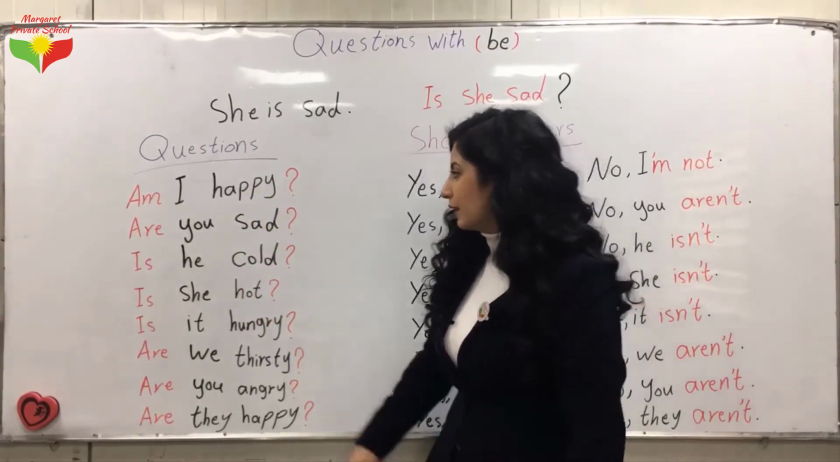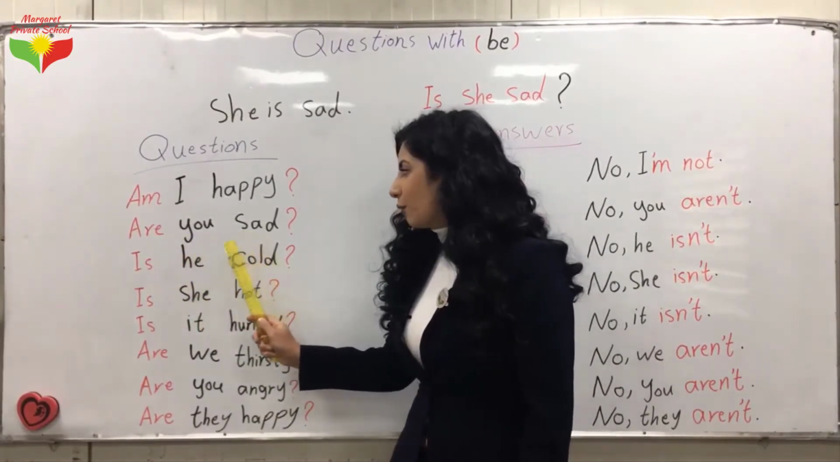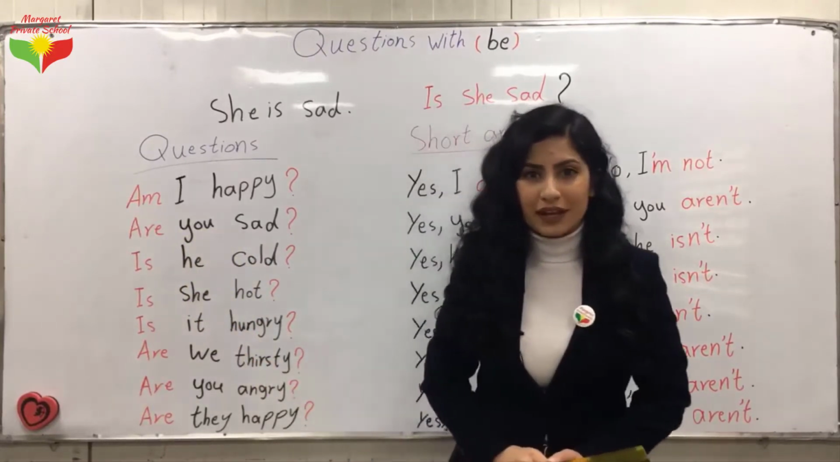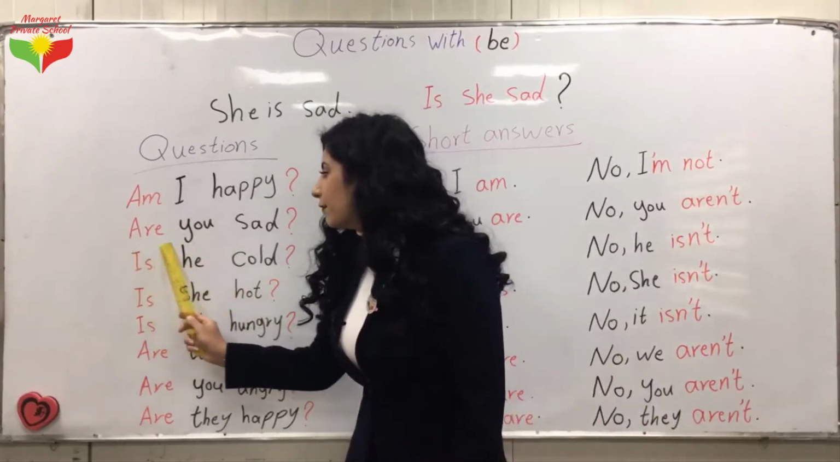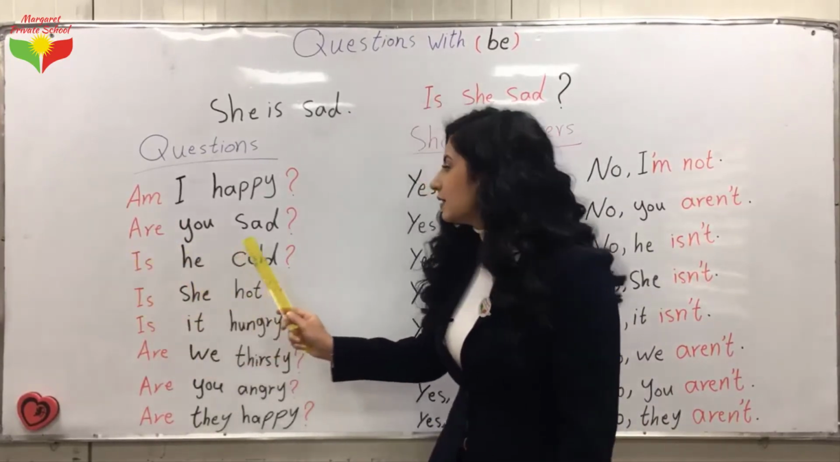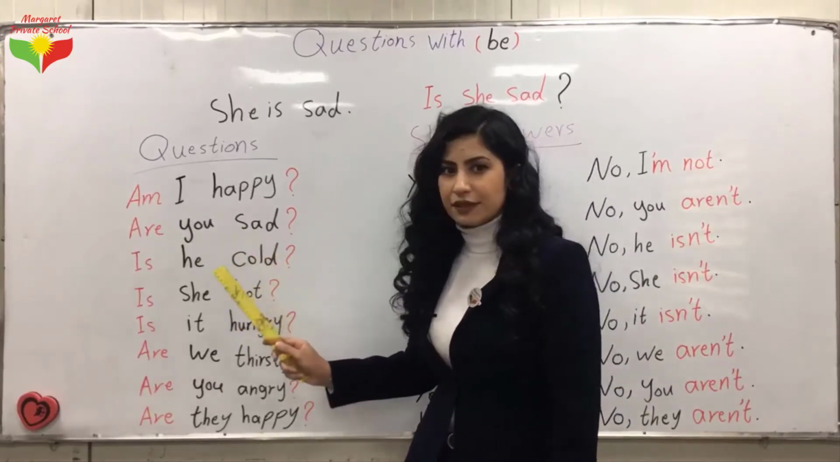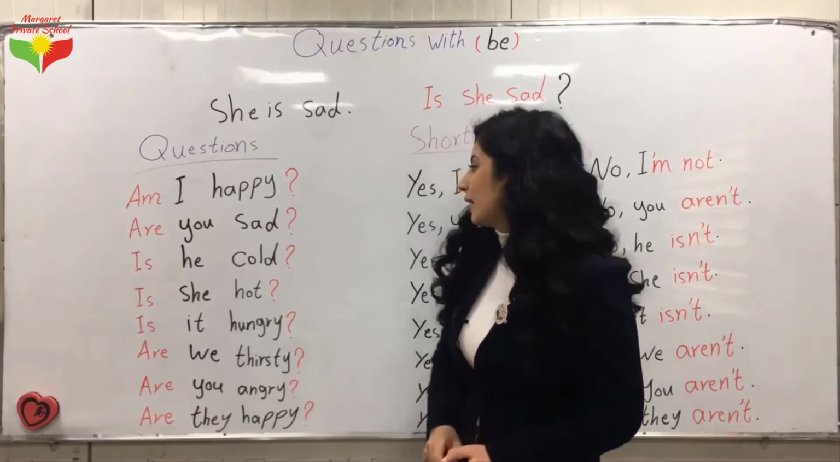Look at the second one. Are you sad? Okay, we have to put the verb be at the beginning of the sentence, then our subject pronoun, after that the adjective. And we have a question mark too. Are you sad? Okay, the next one.